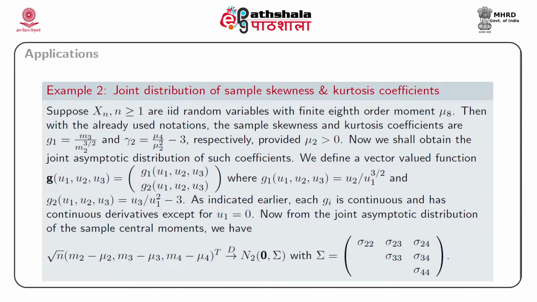As indicated earlier, each gi is continuous and has continuous derivatives except for u1 equal to 0. Now, from the joint asymptotic distribution of the sample central moments, we have the joint asymptotic distribution of m2, m3 and m4 as trivariate normal with mean 0 and dispersion matrix sigma, where the elements of sigma are given in terms of sigma rs for already defined sigma rs.